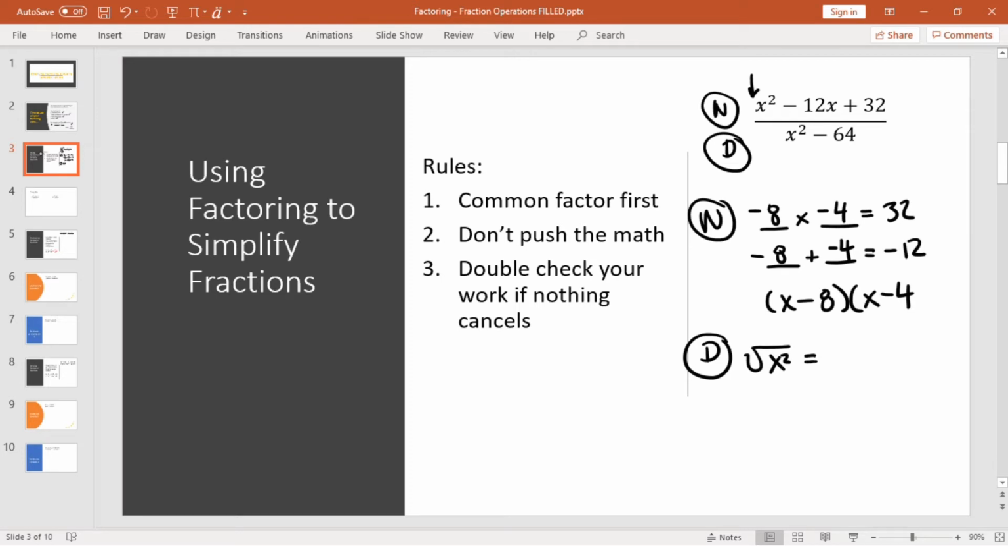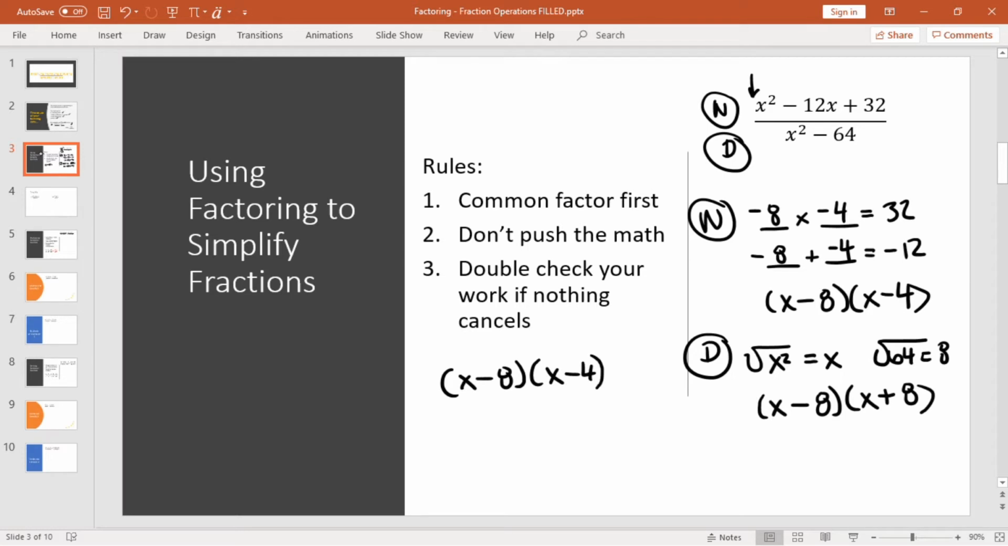The root of x squared is x. And the root of 64 is 8. And then you just go one subtracted, one added. So when I combine this fraction in the factored form, I keep leaving off these brackets, there we go. We're going to have x minus 8, x minus 4, over x minus 8, x plus 8.